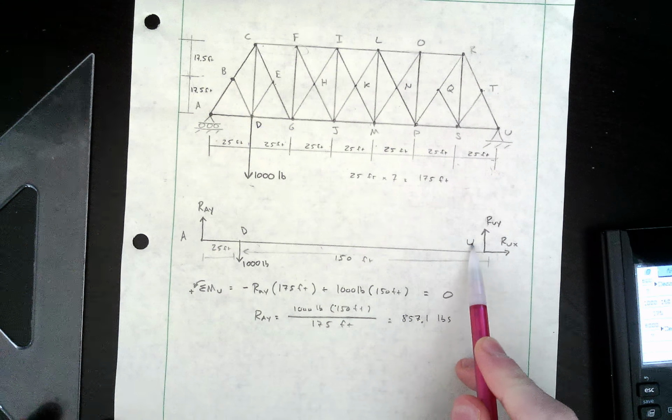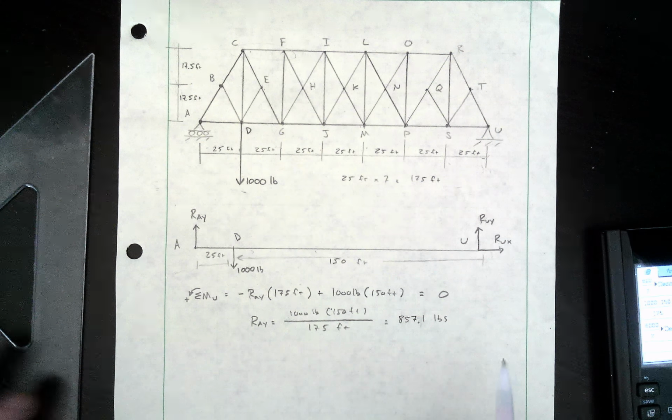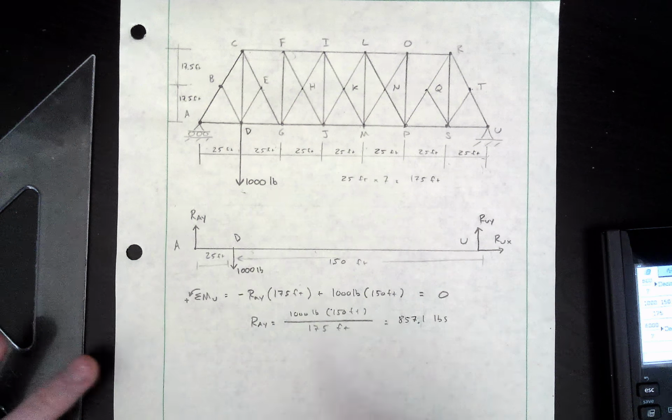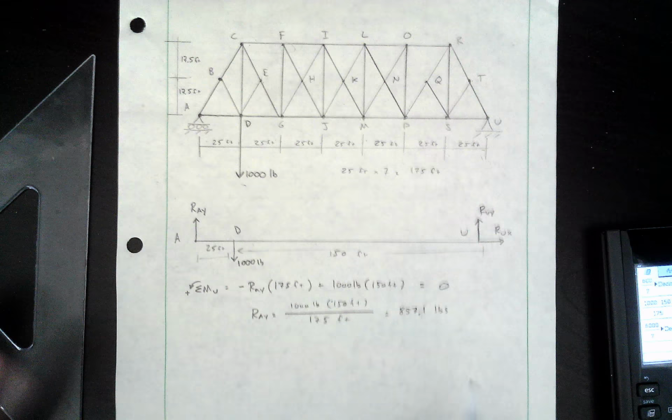Okay. So we could go ahead and find the reaction at U, but in this case it's not necessary because we're using method of sections. With that, I'm going to go ahead and start talking about how we're going to split up this structure to find the force at CF, because at the end of the day, that's what we want to find.